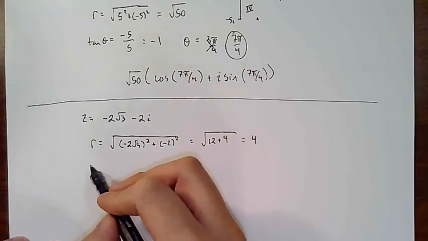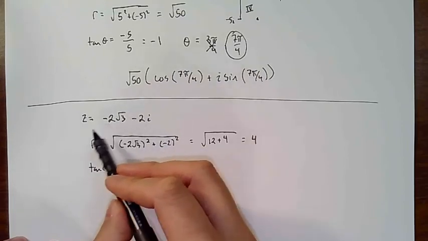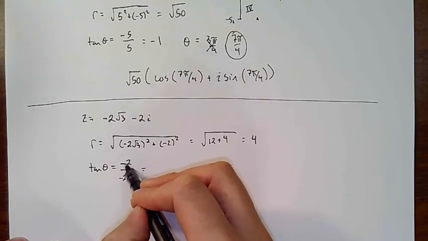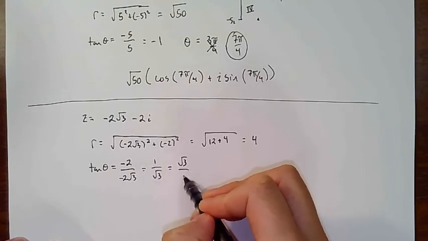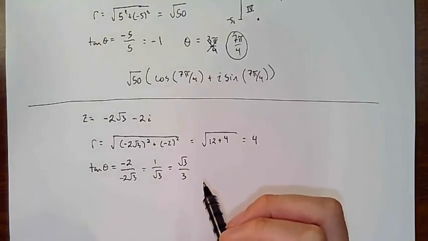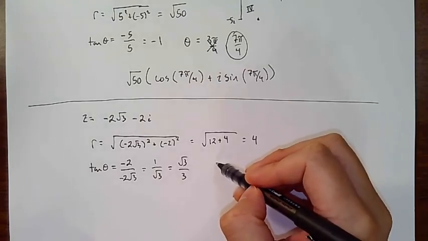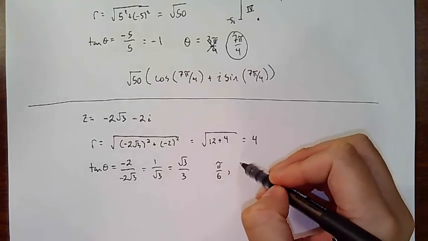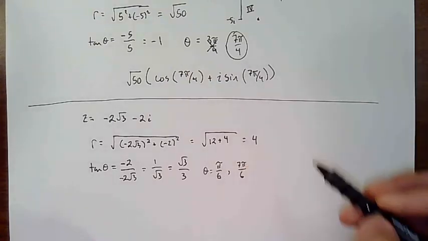That's pretty nice. And then we're going to find tan theta, which is b over a. So -2 over -2 root 3. These -2's can reduce, and we have 1 over root 3, or if you'd prefer, root 3 over 3 after rationalizing. And where is tan equal to this? Well, it's equal to this at pi over 6 and 7 pi over 6, when theta is equal to those. Now, which of those do we need?